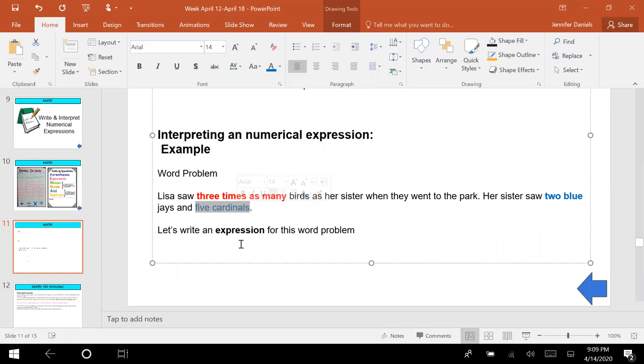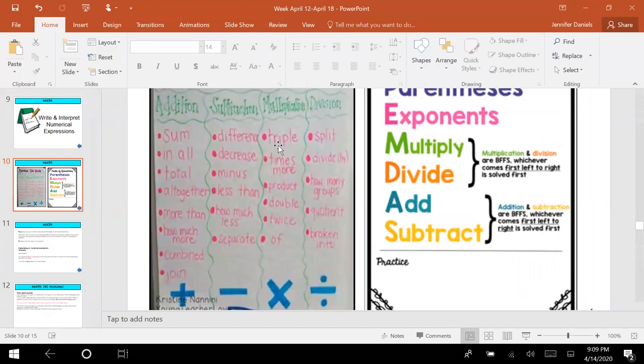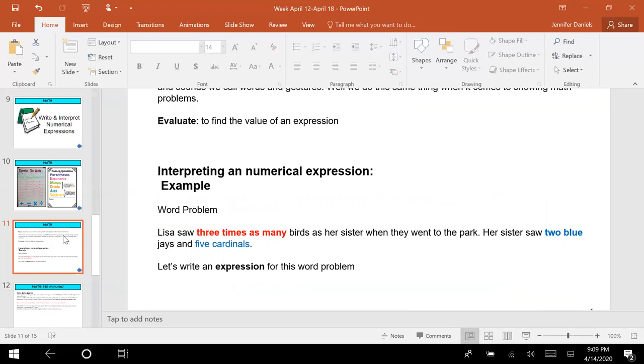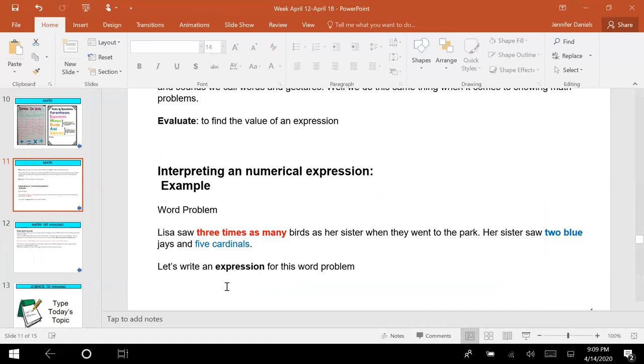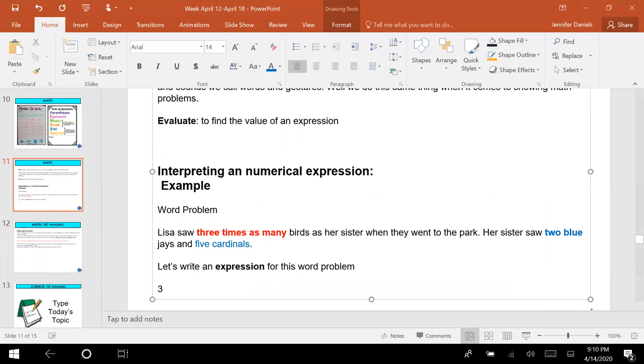So now, based on what we understand here, times must mean what? Multiplication, right? When we say times something, it means multiplication. So let's go back here and see if that's on our list. It's actually not on this list, but, oh, here we go, times more, see that? Okay, right here. And so right away, we know that I'm dealing with multiplication here, okay? So I can go ahead and write in three times. Because whatever the amount is, Lisa's gonna have three times that amount.